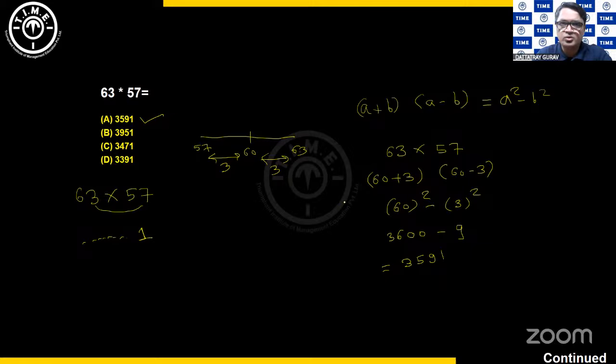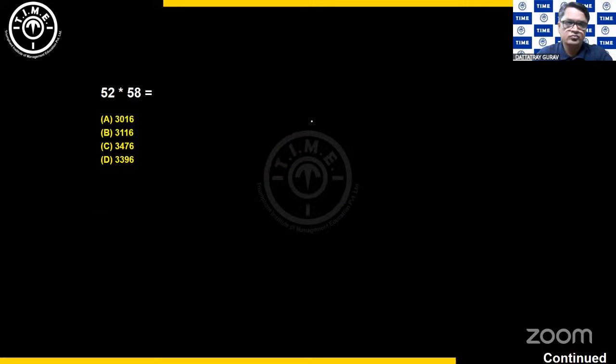Take one more question now. 52 into 58. How to deal with this question now? Find the answer. 52 into 58. So we can apply the previous method here also. 52 into 58. Now the gap between 52 and 58 is 6, and half of that is 3. So both numbers are equidistant from 55.